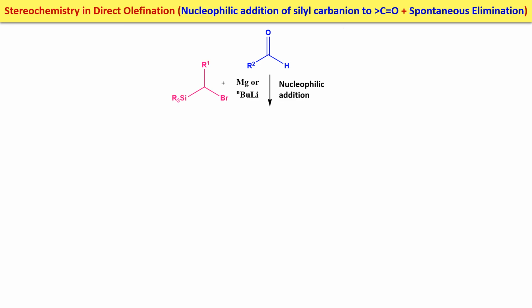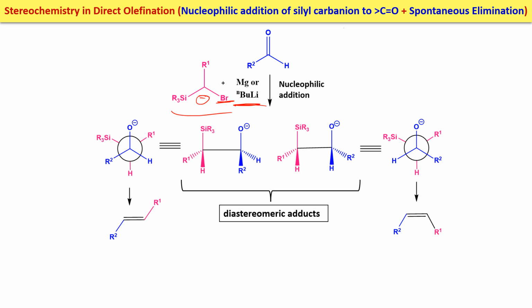Suppose we have taken this R2CHO, this is the aldehyde, and this is our other starting material. Now if it is magnesium, there will be formation of MgBr. If it is nBuLi, that is also another reagent possibility. The main important point is that there will be some negative charge, and that will attack this carbonyl carbon. So this is the nucleophilic addition step, the first step. Once it happens, we will get diastereomeric adducts. Now among these two diastereomers, depending on what type of groups we have used, because here everything is in general, I have written R1, R2, R3, Si.